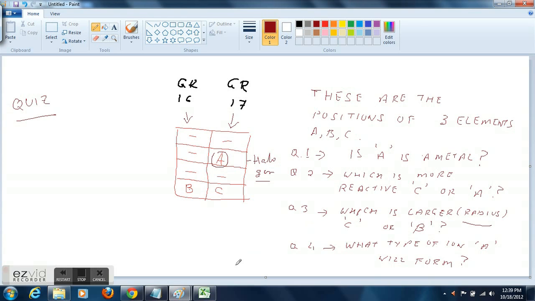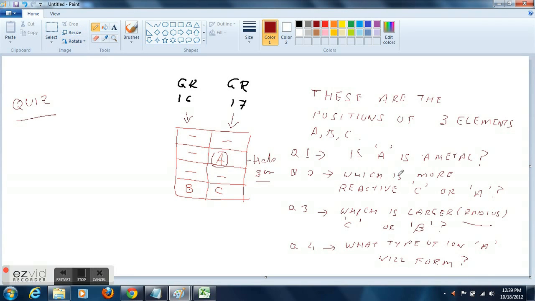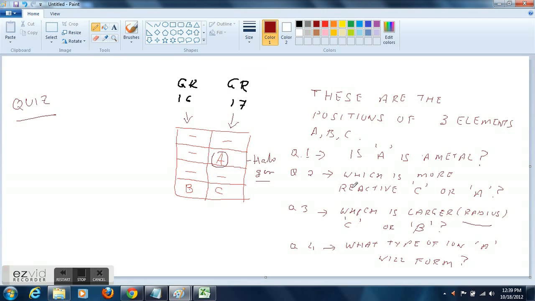Now A is in group 17 and group 17 is halogens, and we know that halogens are non-metals. Okay, so the question is whether it is a metal or non-metal. A is a halogen, so it is a non-metal. Okay, it is a non-metal, that means it is not a metal and it is halogen.